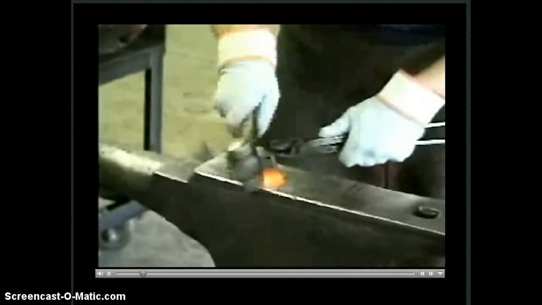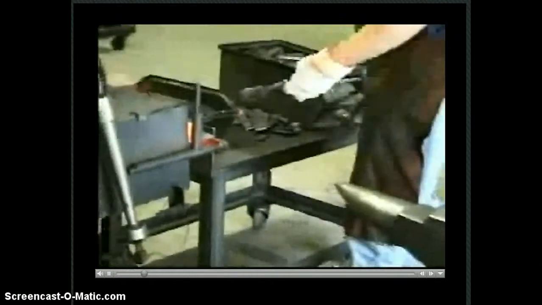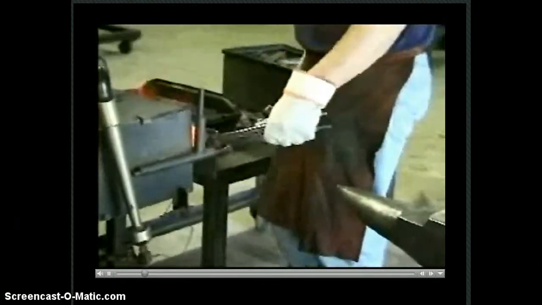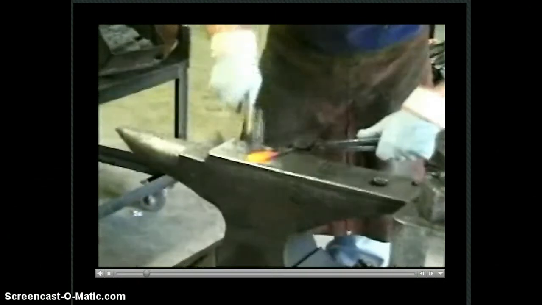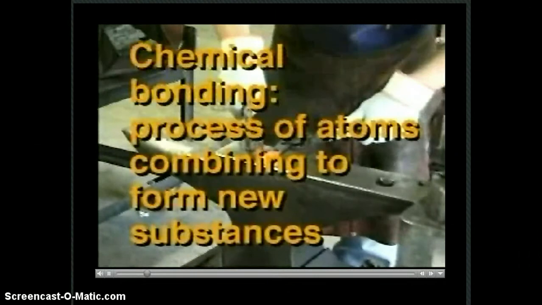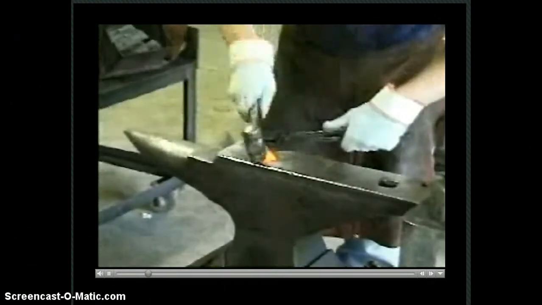The reason these substances are so strong and difficult to bend, break, cut, or burn has to do with the arrangement of atoms and the bonds between them. A chemical bond is an attractive force that holds atoms together. Chemical bonding is the process of atoms combining to form new substances. During the next few minutes, we are going to explore how atoms bond and the different types of bonds they form.